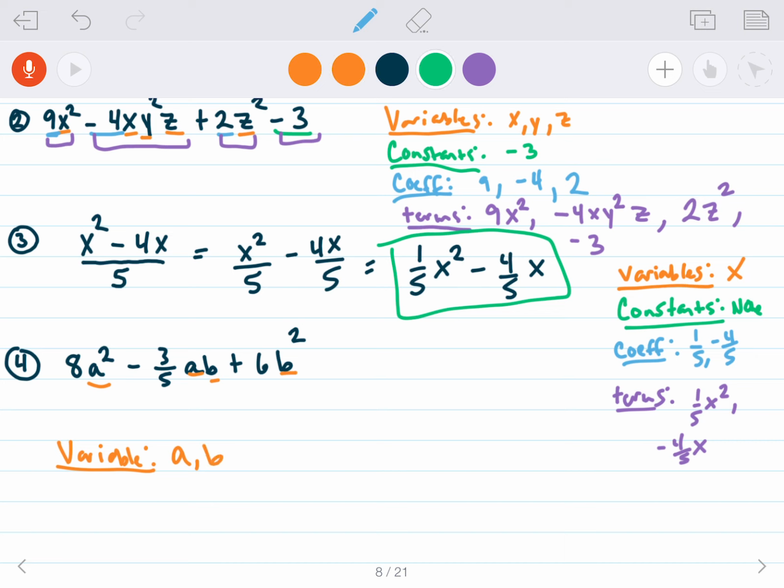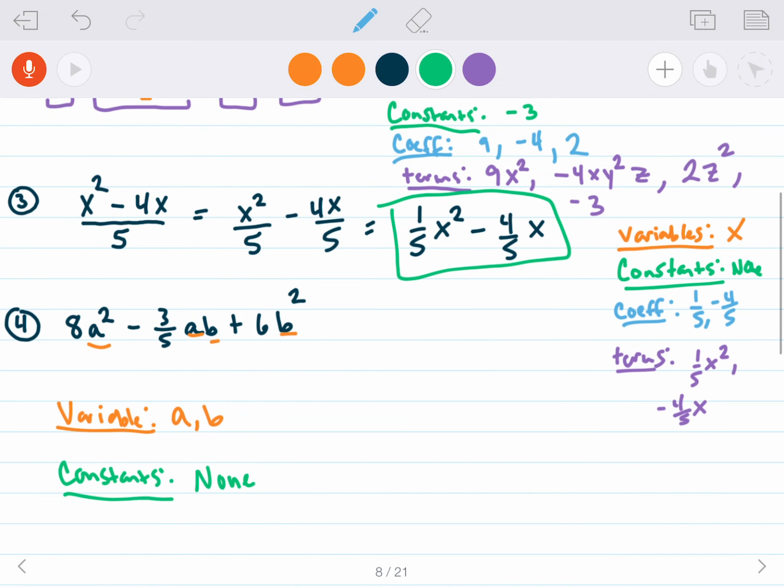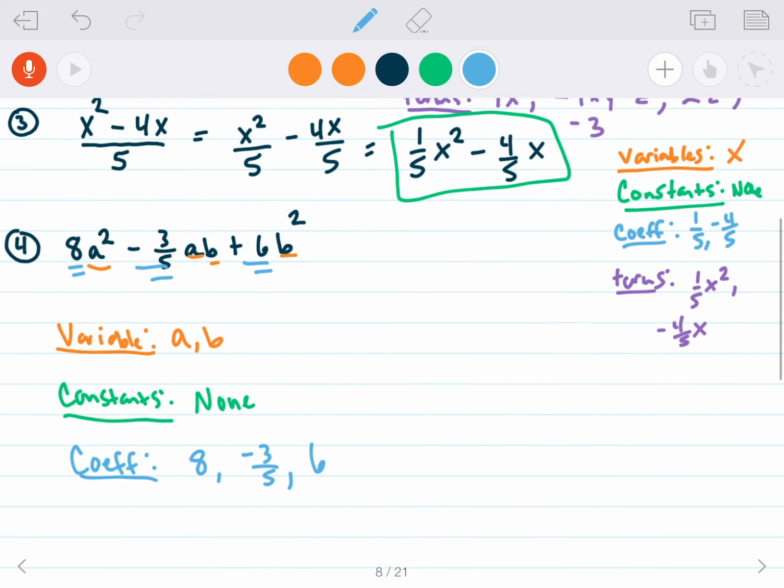Our constants are going to be the numbers alone that aren't attached to variables. And so I don't see any number that is not attached to a variable by multiplication. So no constants. Next is coefficients. Coefficients are the numbers attached to the variables. First one we have is 8. Second one we have is negative 3/5. Third one we have is 6. Okay, and those are all of our coefficients.